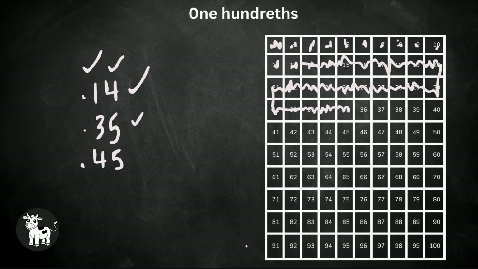And how about 45 hundredths? Yes, we would go ahead and shade in. There's 36, 37, 38, 39, 40, 41, 42, 43, 44, 45. So that's what 45 hundredths looks like. Remember, we have the tenths here. Then we divided the tenths into 100 places.